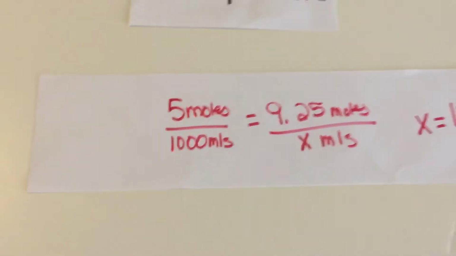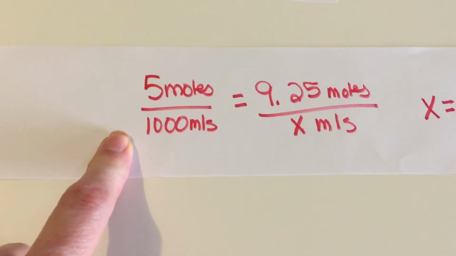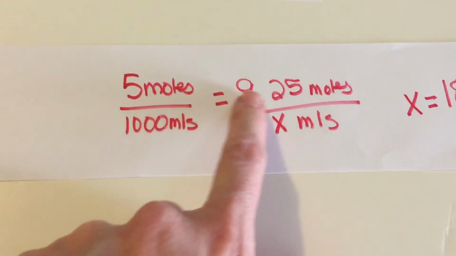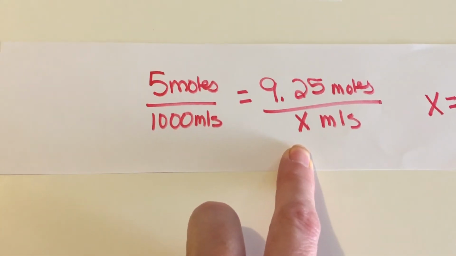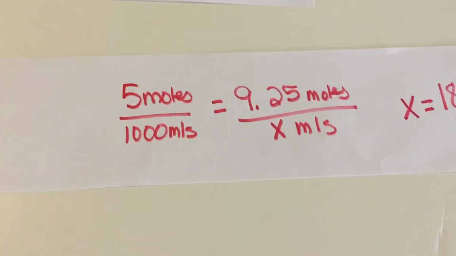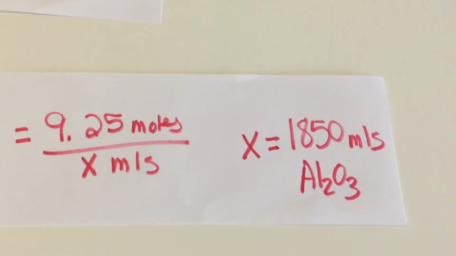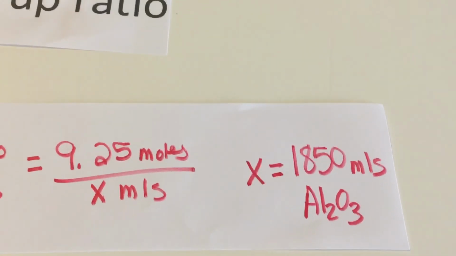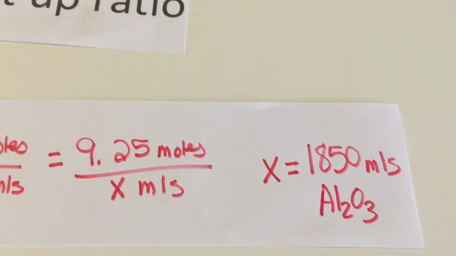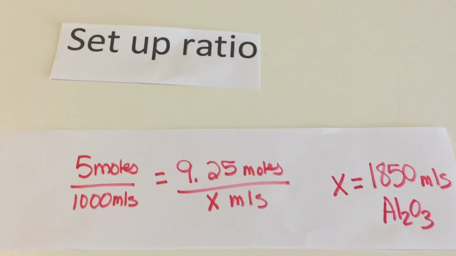Okay, and then we're going to set up our ratio. 5 moles over 1,000 milliliters is equal to 9.25 moles in X milliliters. So we do our cross multiplying and dividing, and we get 1,850 milliliters of 5 molar aluminum oxide. And that is question 3.